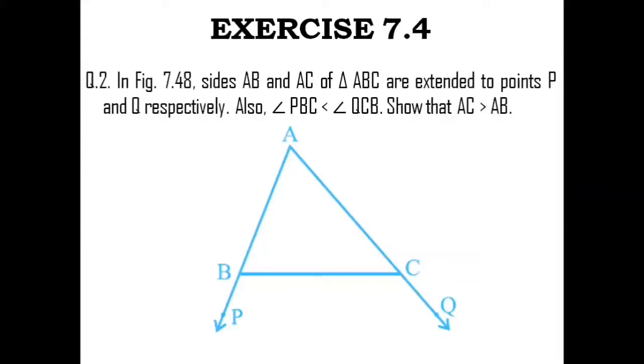So what is given first? That AB is extended to point P, you can see in the figure, and AC is extended to point Q. The other given fact is that angle PBC is smaller than angle QCB. Okay, let's get to the solution.